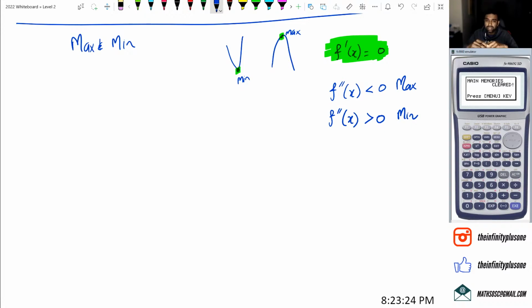All it means is when you actually differentiate a function and you figure out what the gradient is and where the gradient is, then you can actually figure out whether that point is a minimum or a maximum. So we're going to do a really, really simple little example. We are going to have y is equal to x squared.